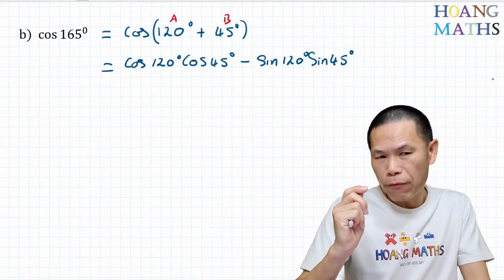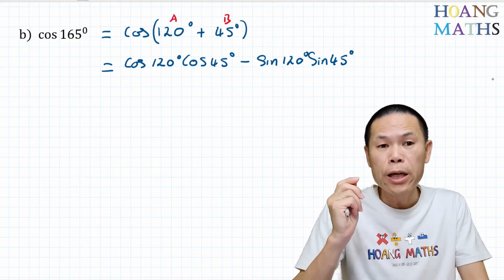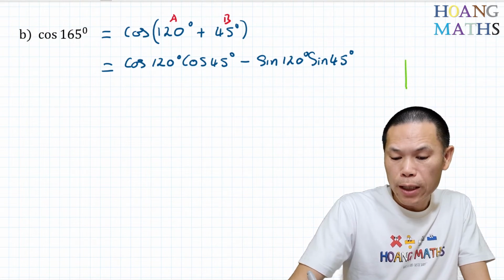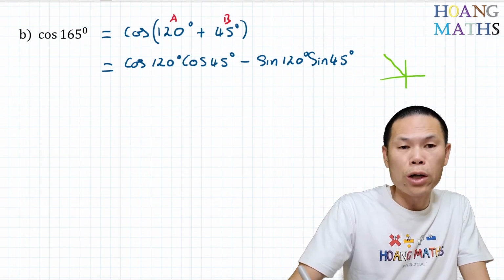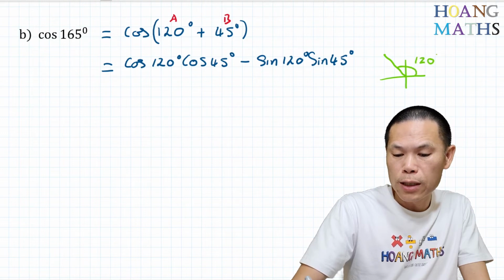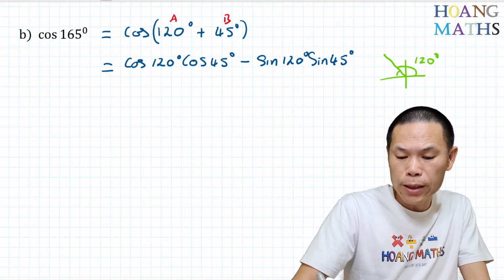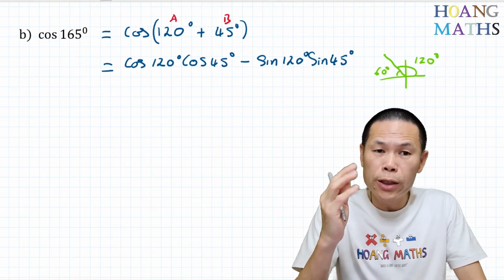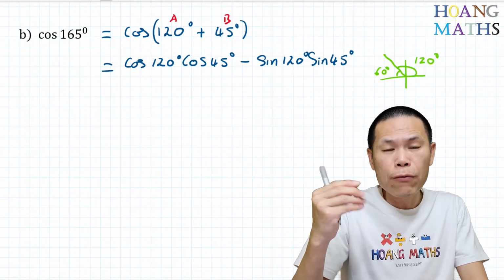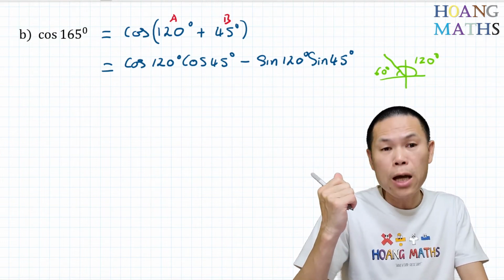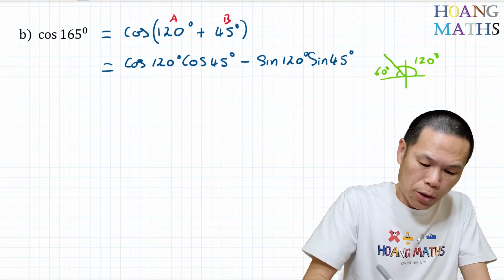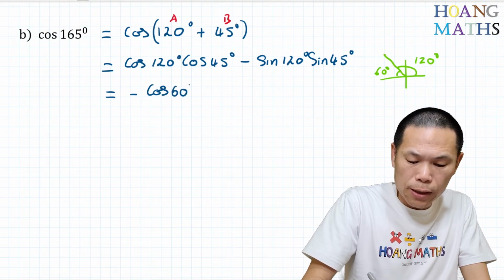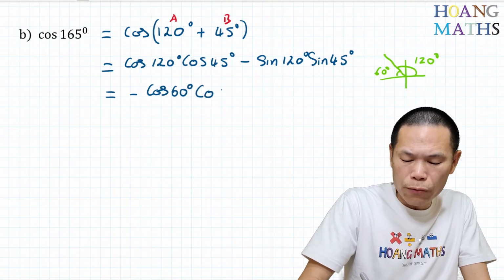Now we can simplify further by finding cos of 120. We know that 120 degrees is in the second quadrant, so the reference angle is 60 degrees. Therefore, cos of 120 degrees is exactly the same as negative cos of 60 degrees because it is in the second quadrant. So let me write this down: negative cos of 60 degrees, times cos of 45 degrees.